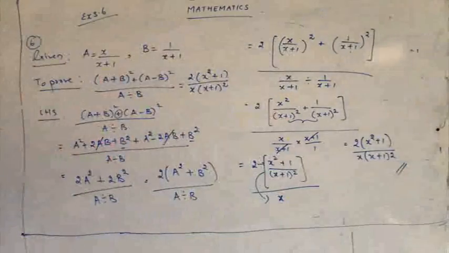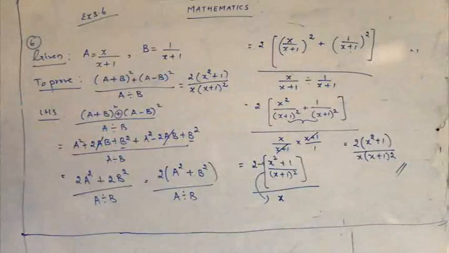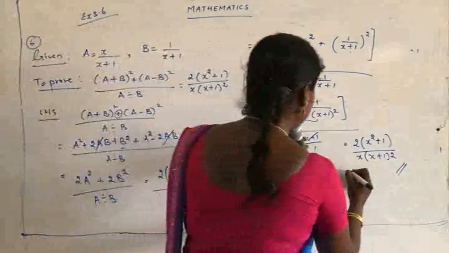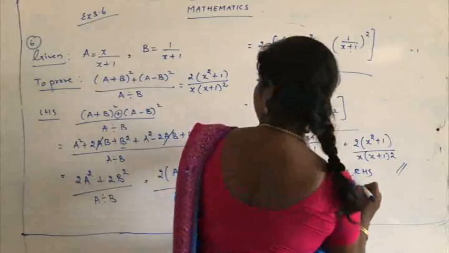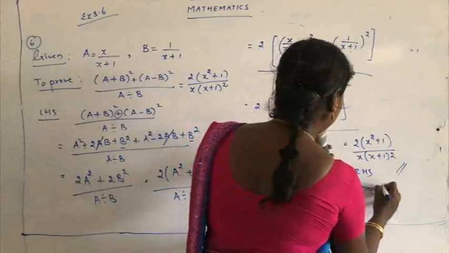So this was the answer. That's what we have to prove. Yes. So we have arrived at the RHS part. So I just mentioned over here, this is equal to RHS. Hence proved.